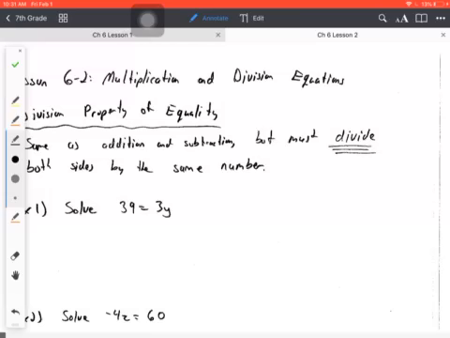Today is no different. We're going to use the division property first, and what that means is our equation is going to have multiplication in it, and we need to use division to solve.